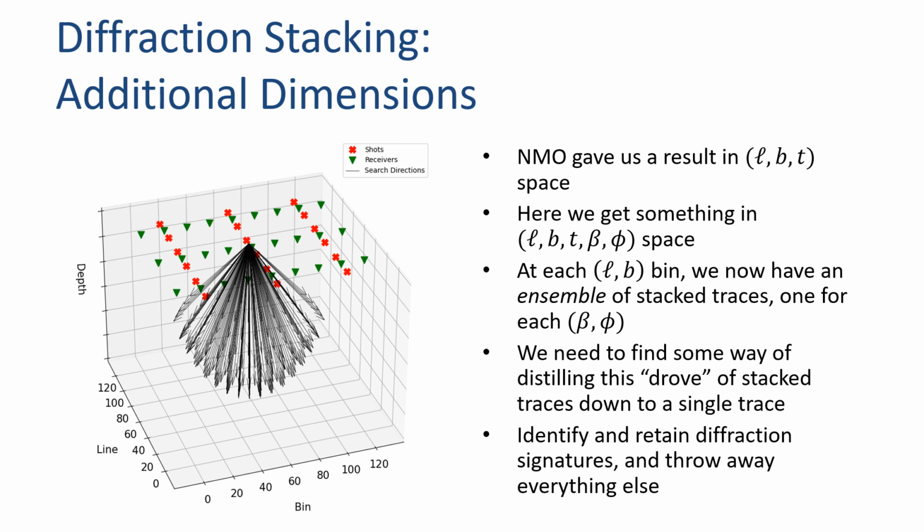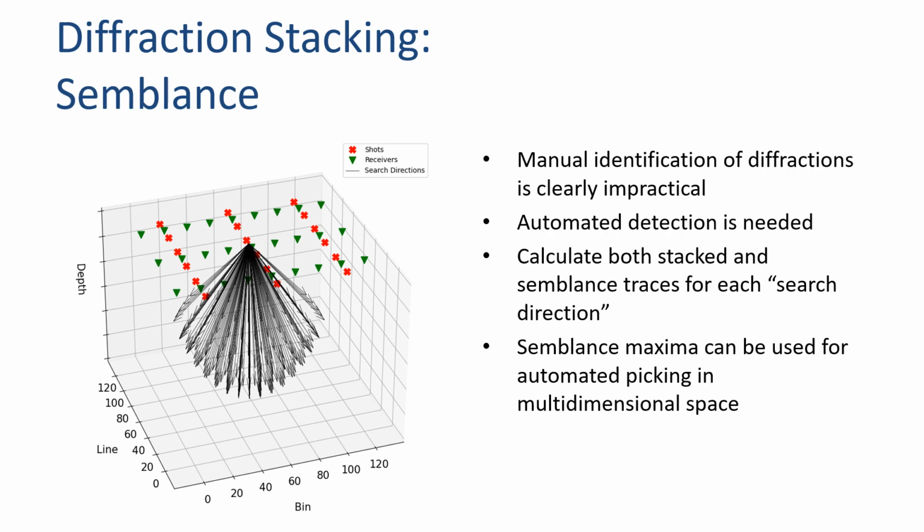There are probably several ways you could do that, but the methodology we'll use will be to look at the ensemble of stacked traces at each bin and try to find some way of retaining only the diffraction signatures, zero out everything else, and then combine together whatever's left into one single stacked trace. Before we can do that, though, we need to be able to identify and delineate the diffractions.